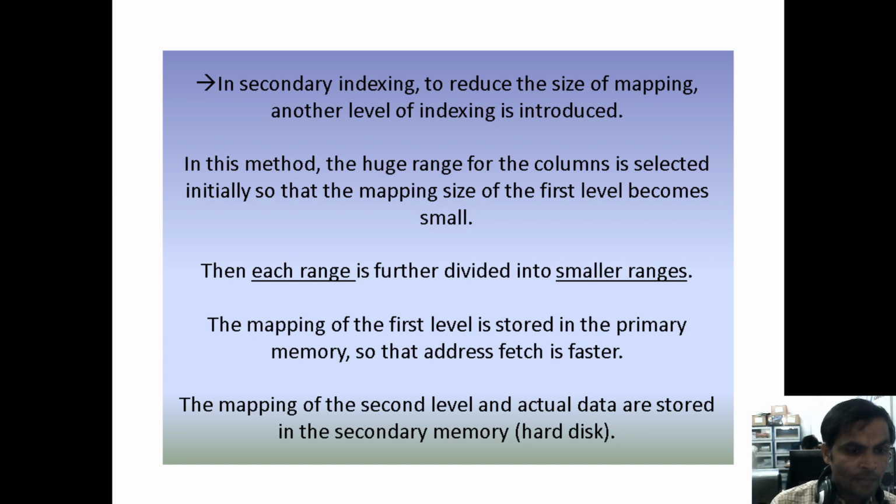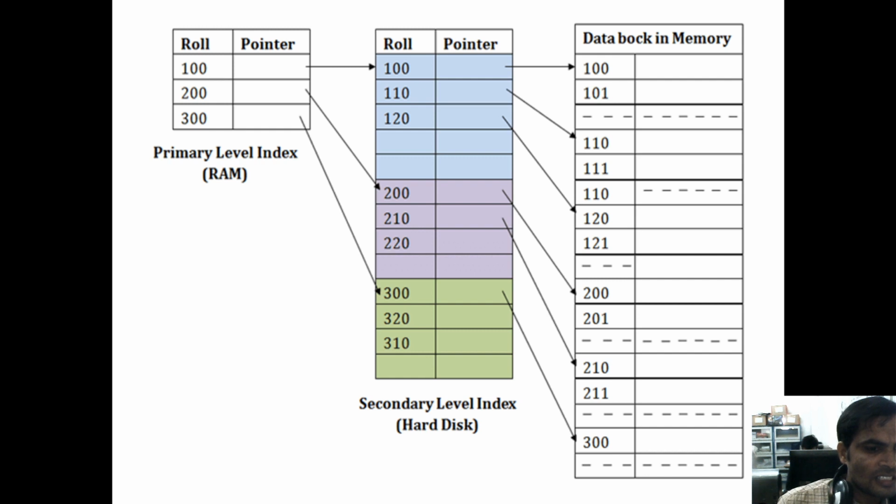For your understanding, here is an example. This is a primary index. The primary level index will be in RAM. The secondary level index will be on the hard disk. Under the primary index, 100, 200, 300 will be there. These are the roll numbers: 1 to 100, 101 to 200, 201 to 300. This is the condition we are giving under the primary index.